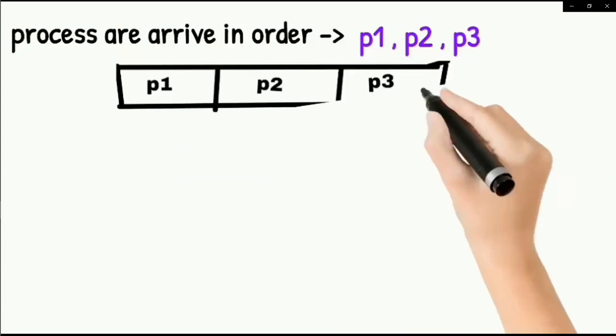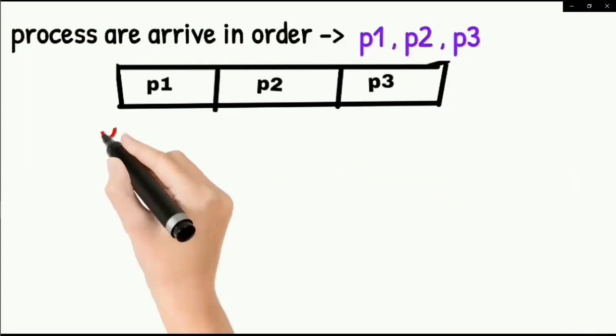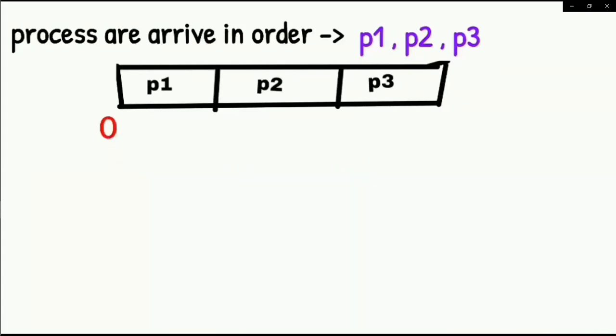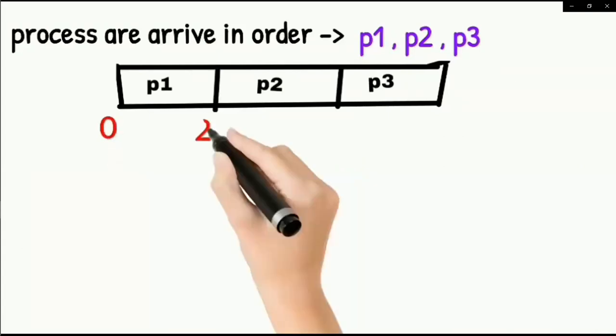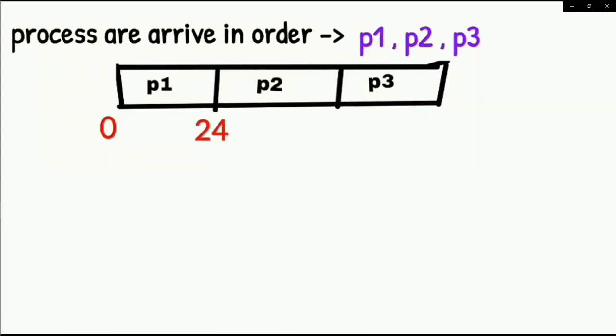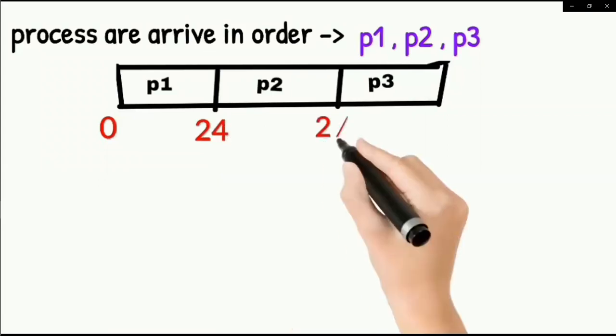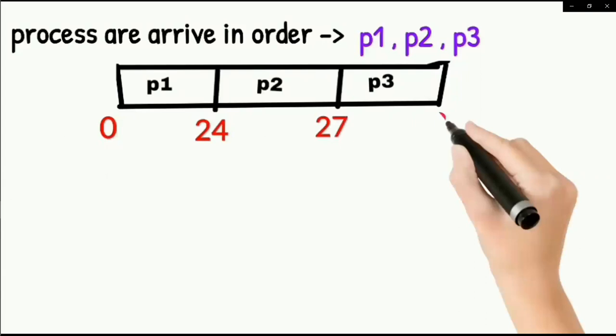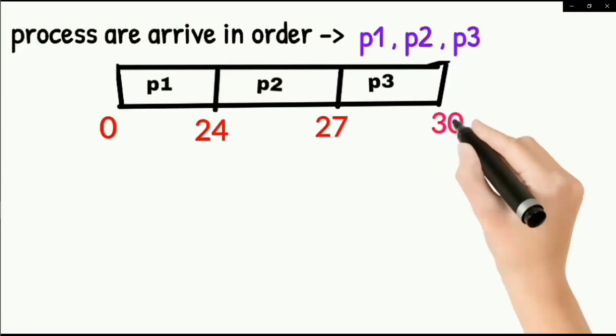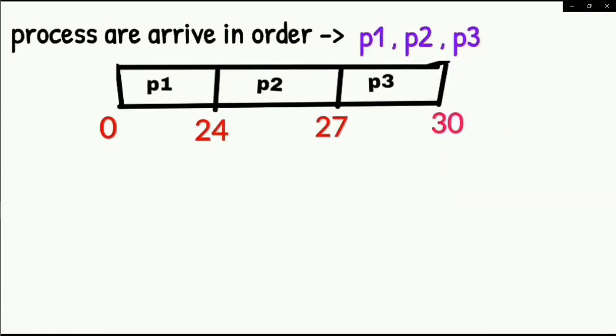So how is it going to be occupied? The first one is P1. The burst time of P1 is 0 to 24. The burst time of P2 is 3. If you add 3 with 24, it becomes 27. And the burst time of P3 is 3, so it ends at 30.